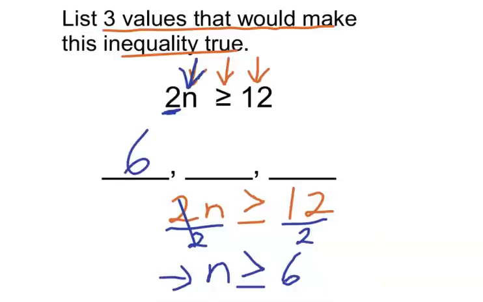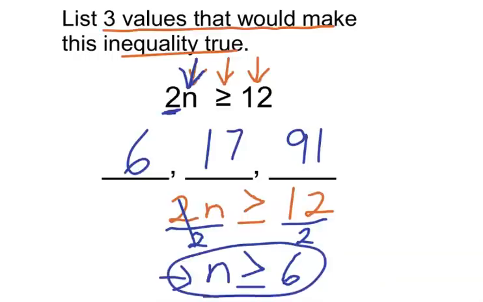And then any other number that is greater than 6. Well, what numbers are greater than 6? Well, 7, 8, 9, 100, a million. So basically any number, I don't know, I'm just going to randomly pick 2 numbers. All right, so we have 6, 17, and 91. But it can be any number that is 6 or larger than 6. And we know that because when we solve for n, n is greater than or equal to 6.